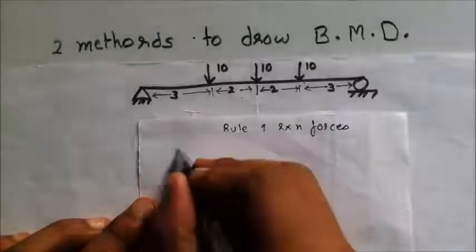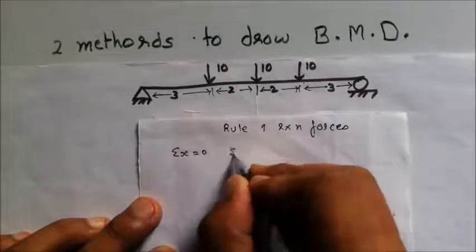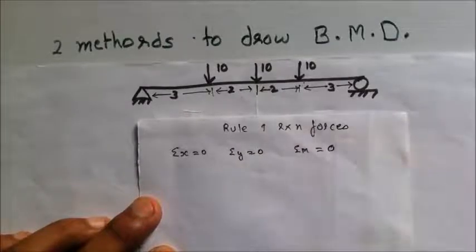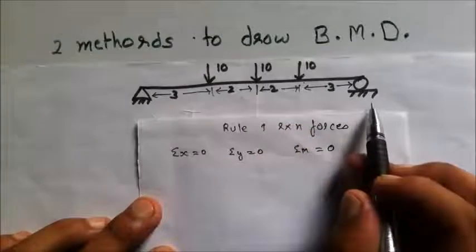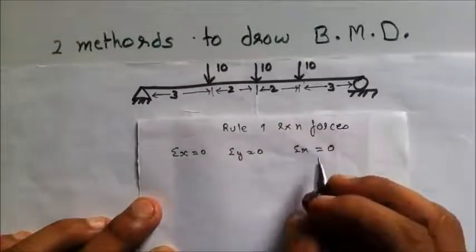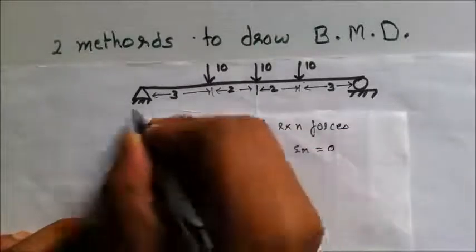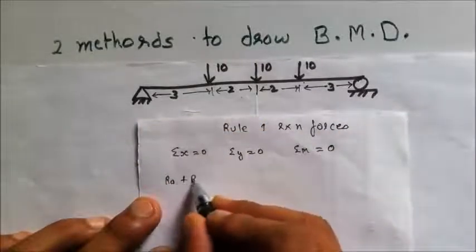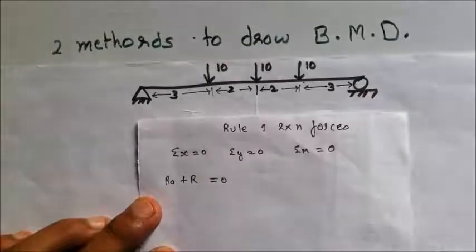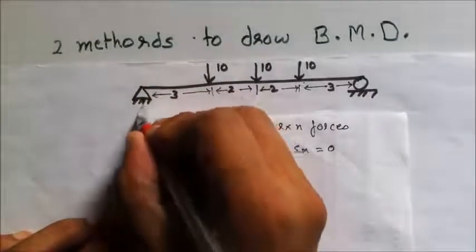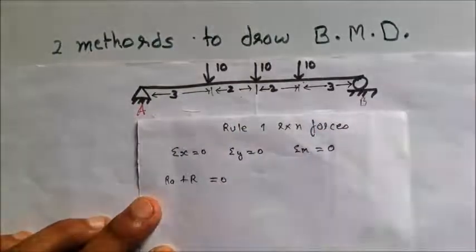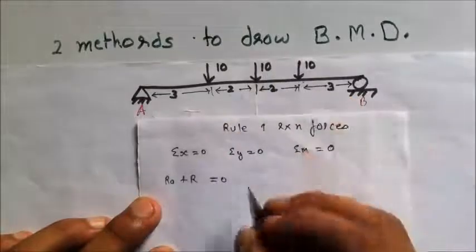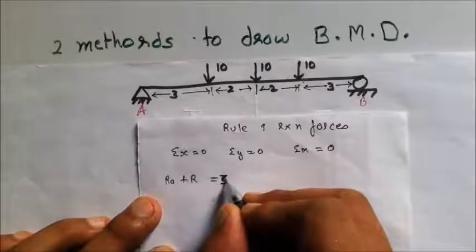According to the equilibrium equation, the forces in x direction are 0, the summation of forces in y direction is equal to 0, and the summation of the moment in the beam is equal to 0. Forces in x direction, there are no forces acting, so it will be 0 automatically. The forces in y direction: reaction of A plus reaction of B is equal to the total load. If I am considering the reactions, this is the A part and this is the B part. Now Ra plus Rb is equal to 10 plus 10 plus 10, that is 30 kilonewton.